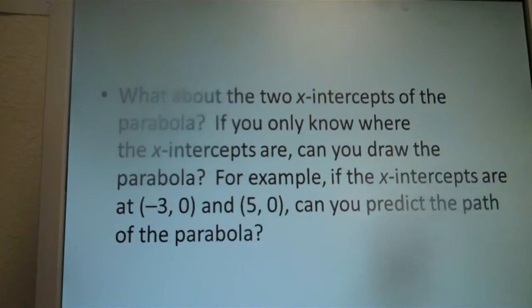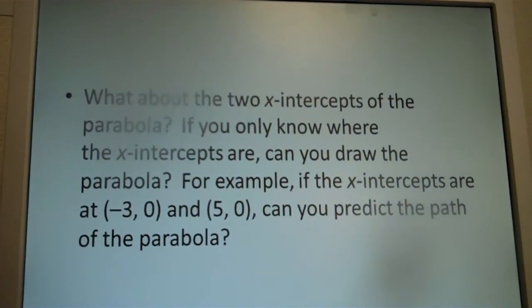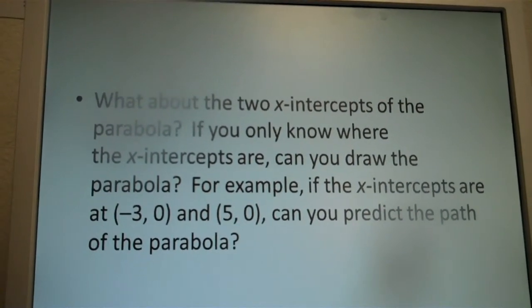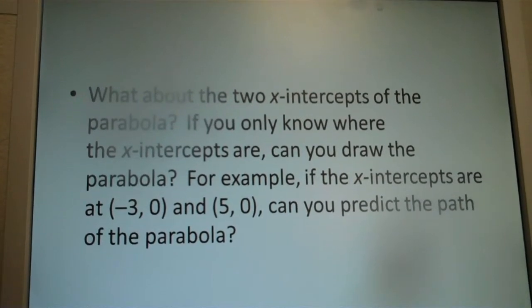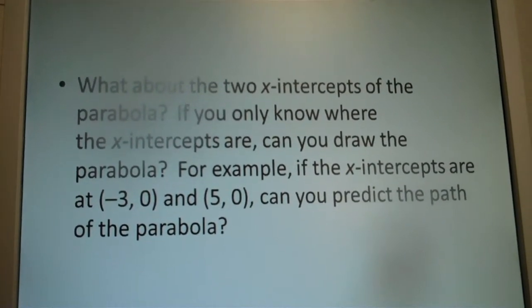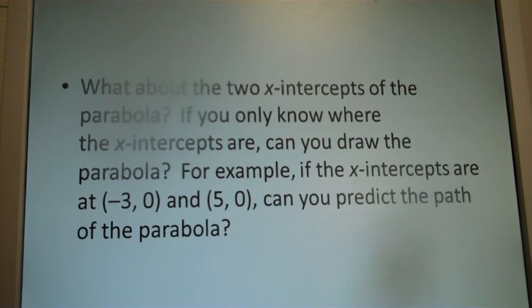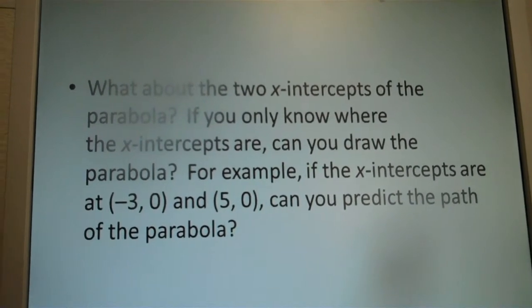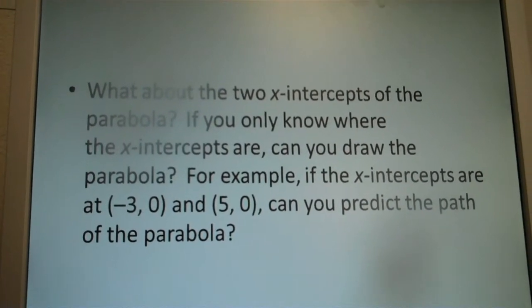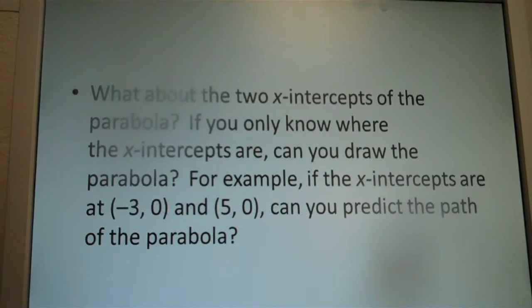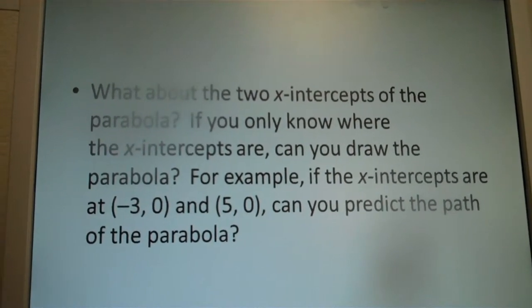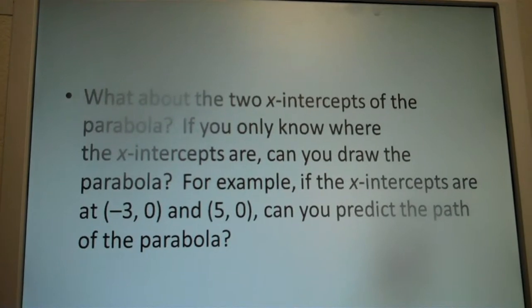Okay, the next question we want to look at is, what about the two x-intercepts of the parabola? If you only know where the x-intercepts are, can you draw the parabola? For example, if the x-intercepts are at (-3, 0) and (5, 0), can you predict the path of the parabola? So go ahead and pause this video and take a second and graph (-3, 0) and (5, 0) and see if you can make a parabola from that.